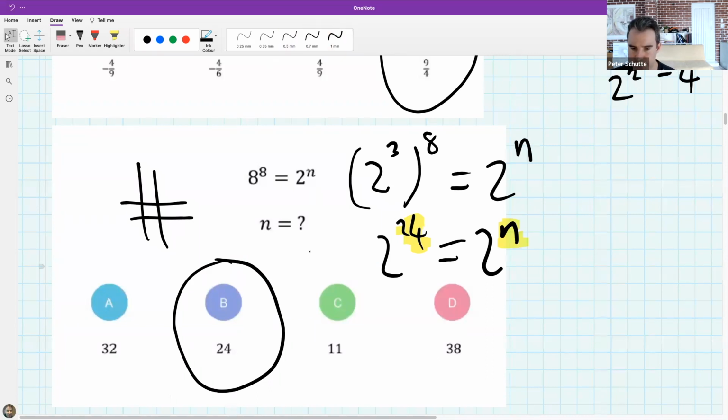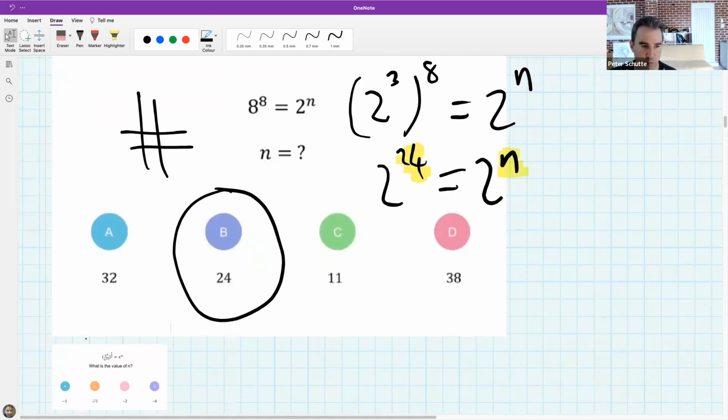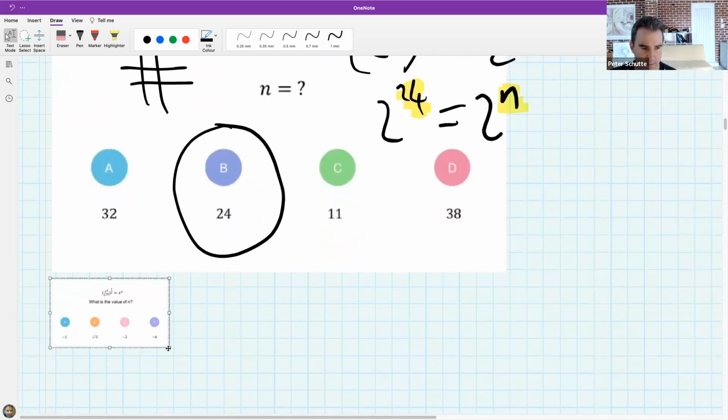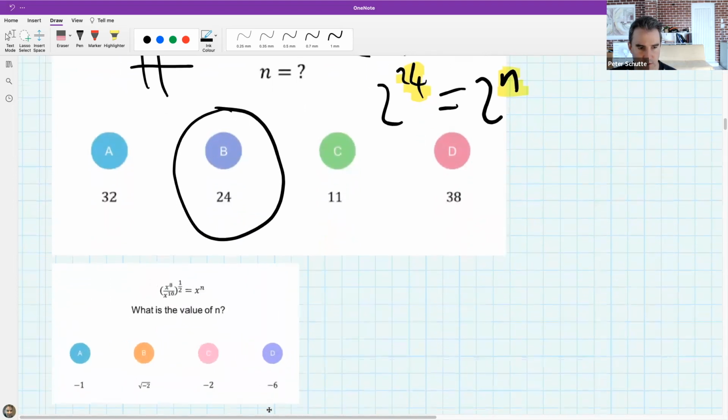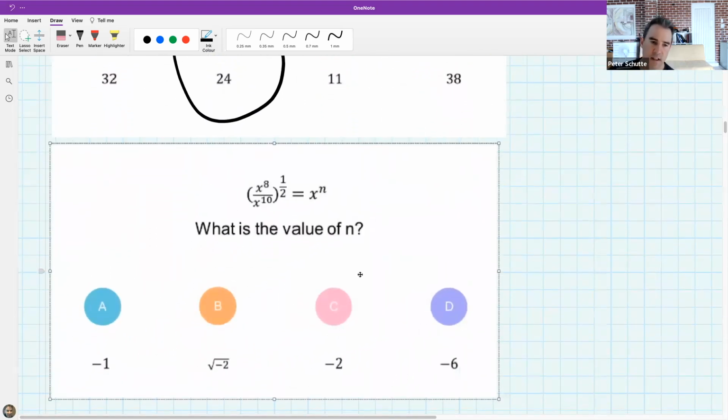Absolutely correct. Okay, one more. I know I'm really pushing you today, but one more before the break. Can you solve for me? What is the value of n in this particular problem? X to the 8 divided by x to the 10 to the power of a half equals x to the n. See if you can do that.